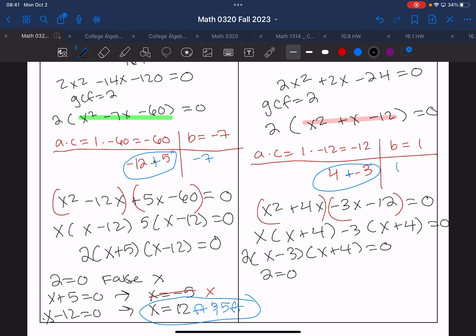So 2 equals 0 is a false statement. X minus 3 equals 0 tells me that X is going to be positive 3. And X plus 4 equals 0 tells me that X is going to be negative 4. We're talking about distances, we're talking about yards. So which one does not make sense? Negative 4. We can't have a negative distance. So the only thing that makes sense here is that X equals 3. But is that our only answer?